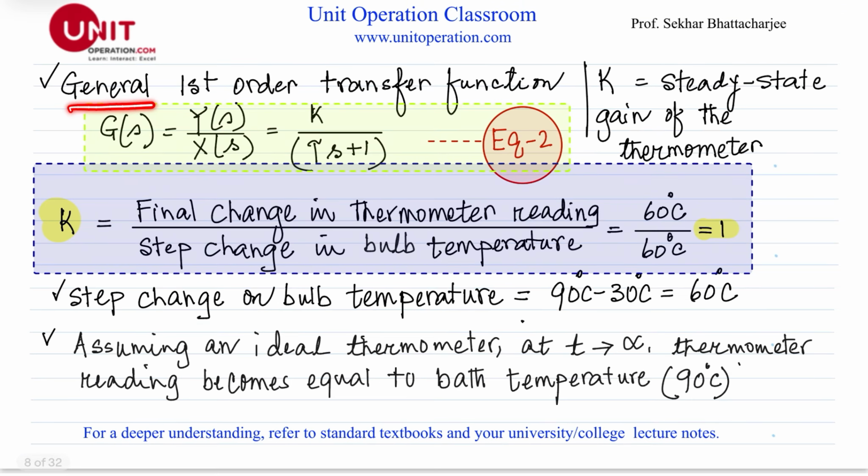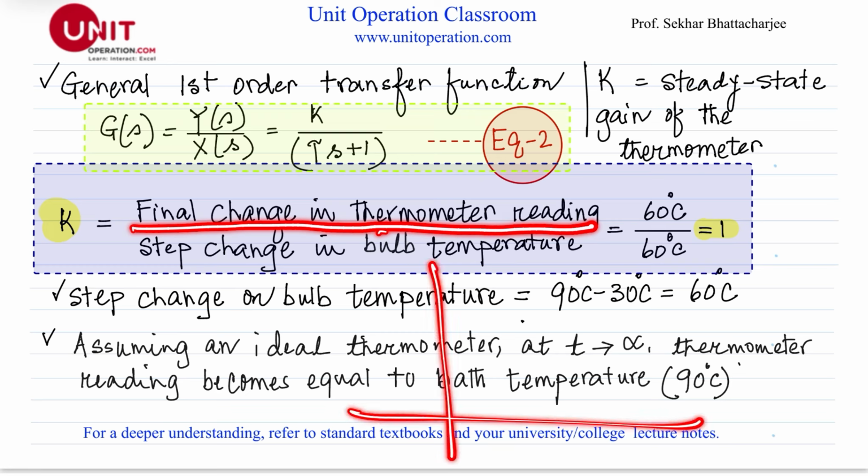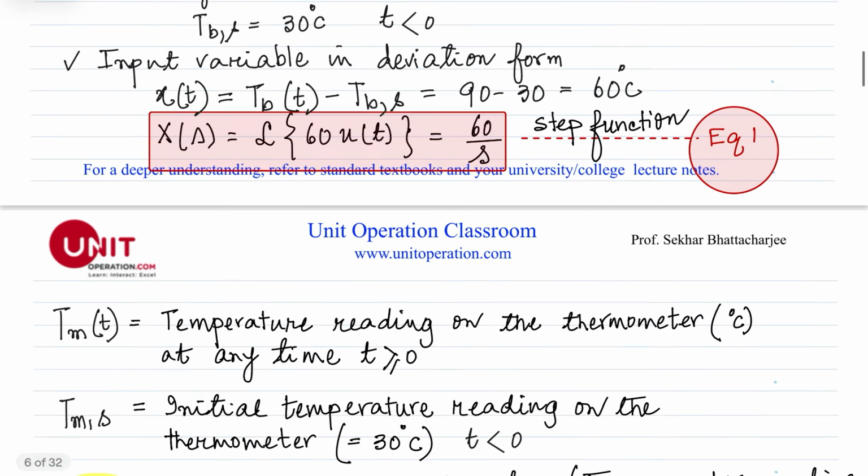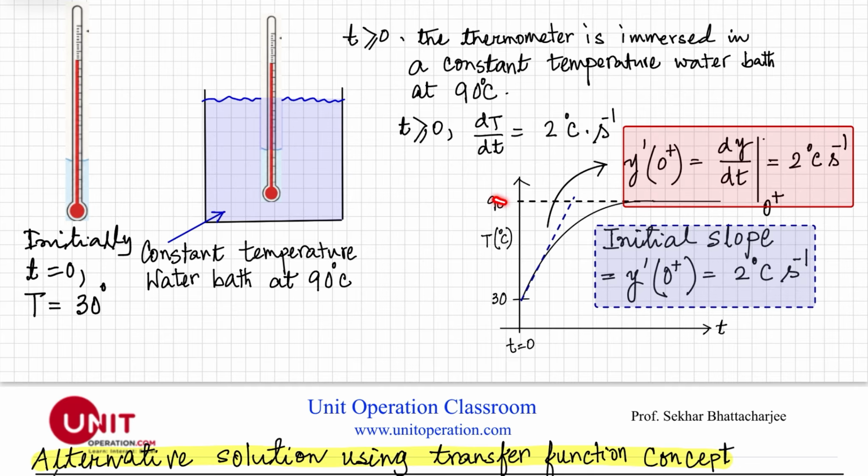So we know in general for a first order transfer function, this is equal to the standard form. Okay. Now for K, we know this gain is given as the final change. This K is the final change in the thermometer reading. As you can see, this is my temperature, this is T. So the final change in the thermometer reading right here would be initially at 30, and finally, at time t going to infinity, 90. So this would be equal to 60 degrees Celsius, right?